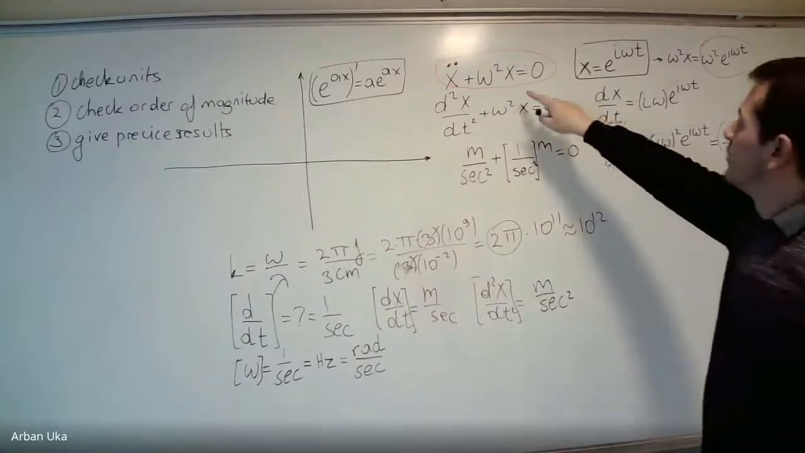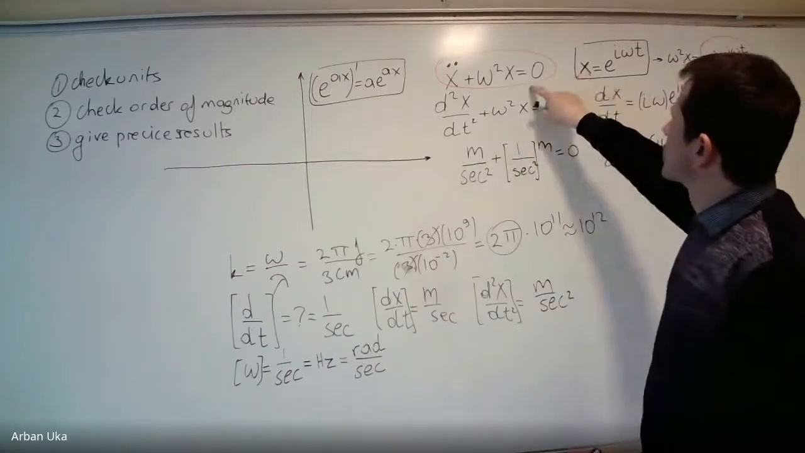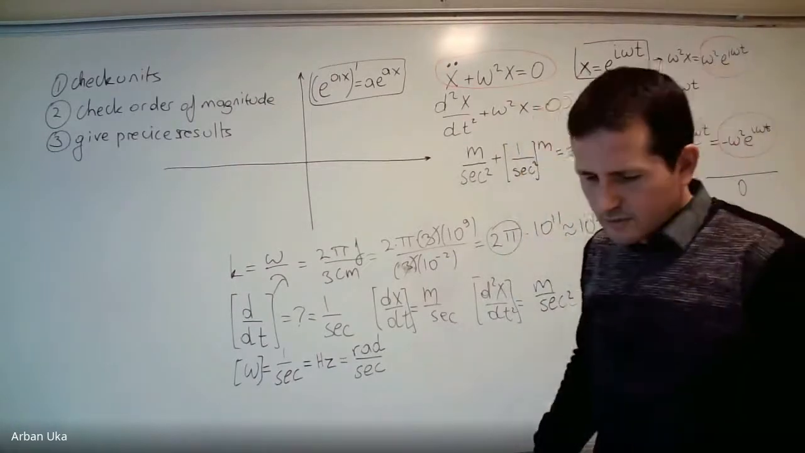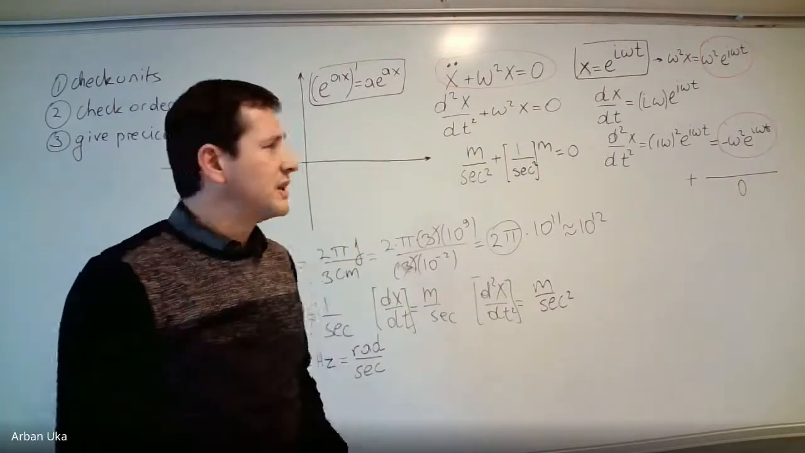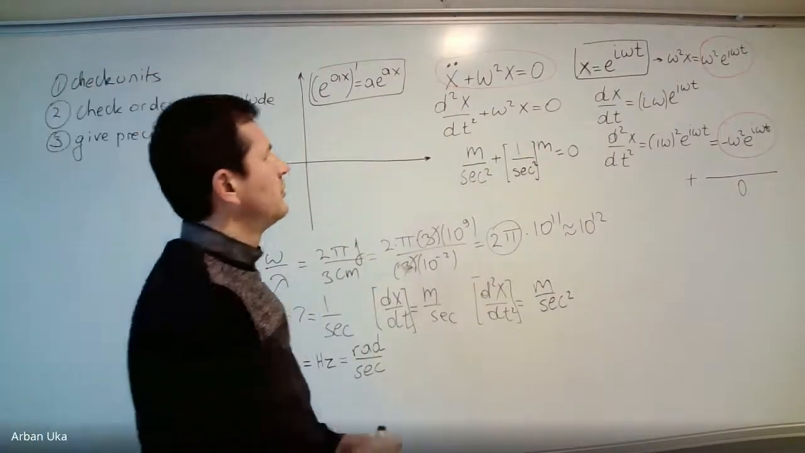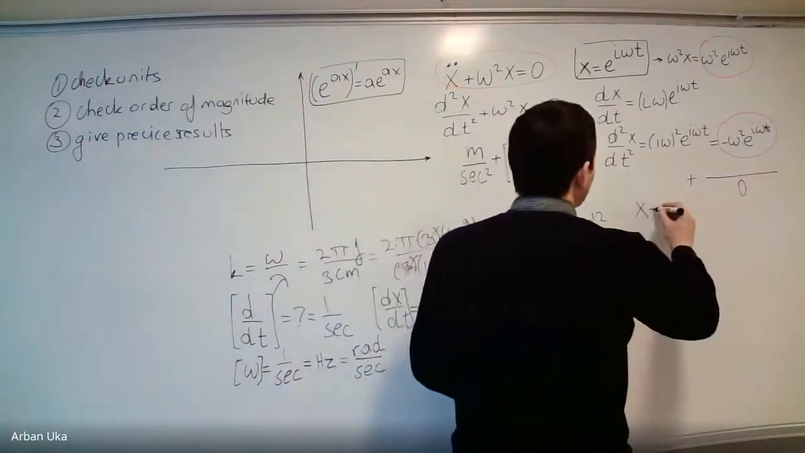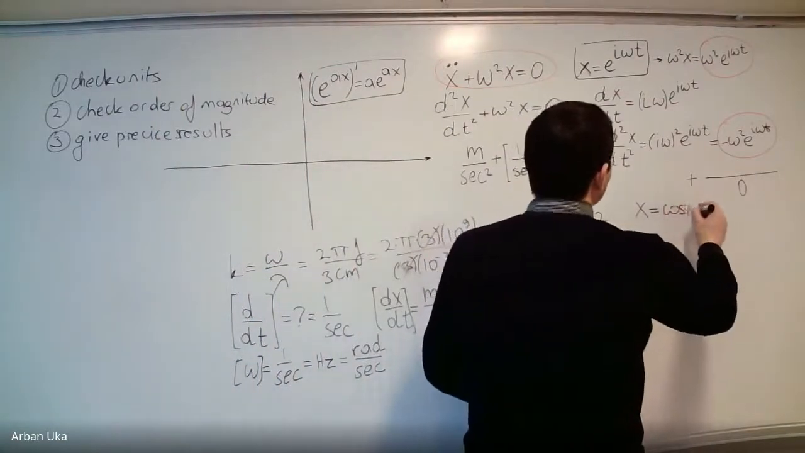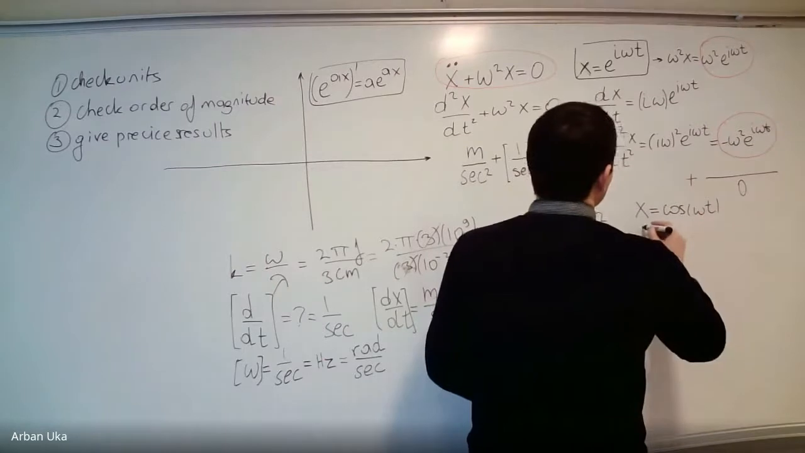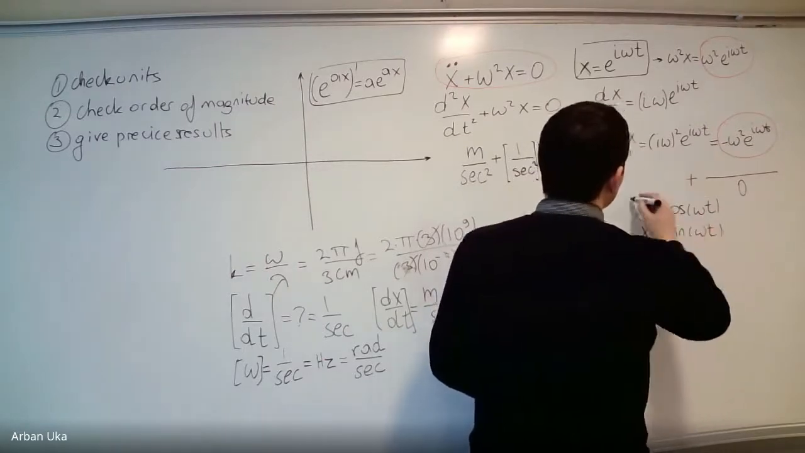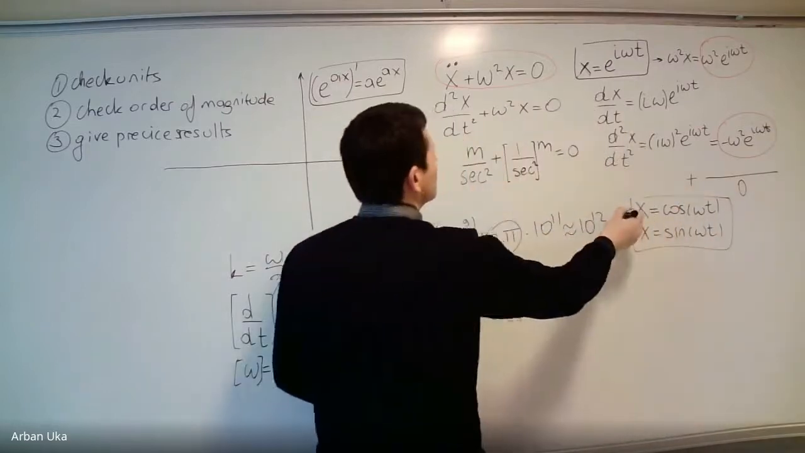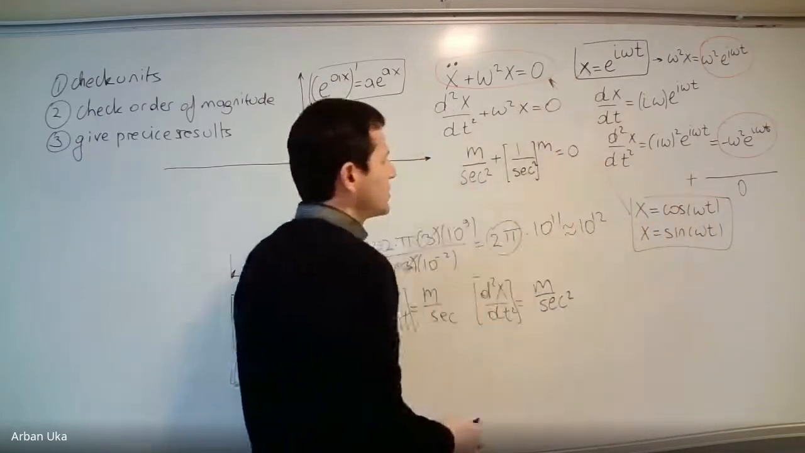Zero. Zero, that's true. So it looks like we check whether this is a solution of this differential equation. Apparently it is, okay? So these equations have solutions that are always oscillatory, and you can try this at home by checking whether x equal to cosine omega t or x equal to sine omega t. Check whether these two expressions are roots of this differential equation.